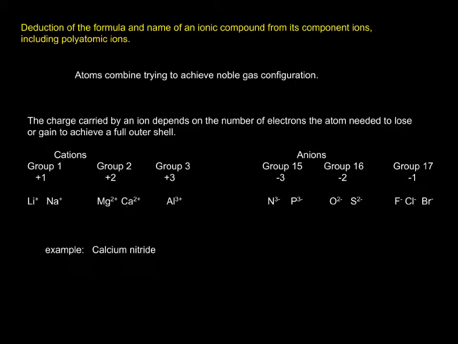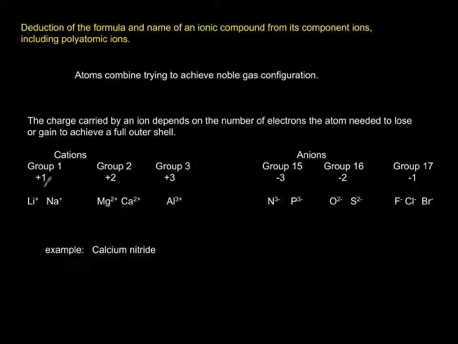This will be a short review of nomenclature of ionic compounds. Now, the tendency of atoms to combine is in order to achieve noble gas electron configuration. Now, the charges you should also know by looking at the periodic table.